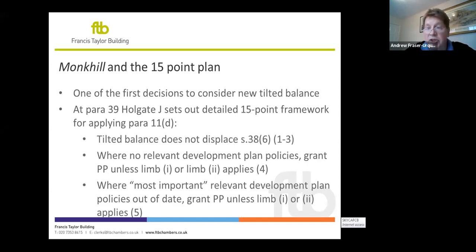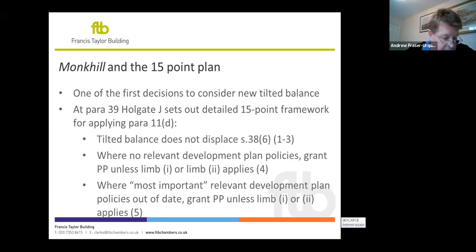Now, moving on then to the way in which it impacts on the tilted balance. Where there are no relevant development plan policies, you grant planning permission unless Limb 1 or Limb 2 applies. And it's important to note immediately the wording is "unless Limb 1 or Limb 2 applies". As we'll see, there's no doubt at all now, and there used to be some under the 2012 NPPF, that if either of the limbs which suggest permission can be refused is made out, then permission ought to be refused.